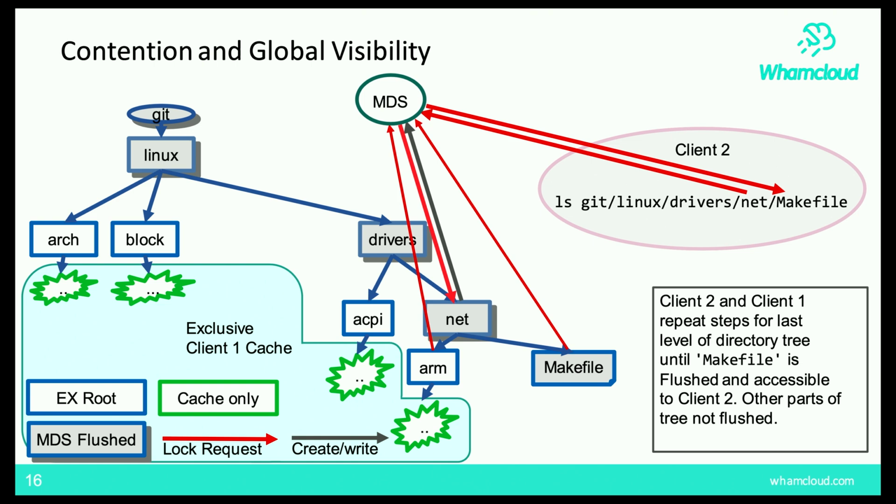But basically, you can see that only things that get conflicting access end up being flushed, and everything else remains in the client cache for as long as practical.